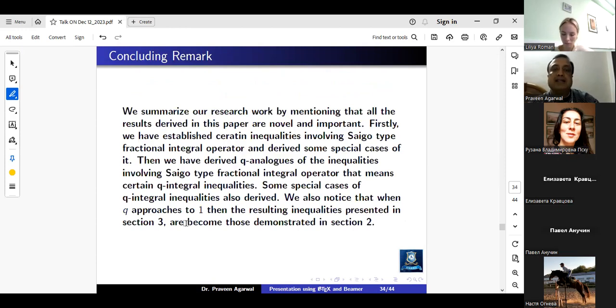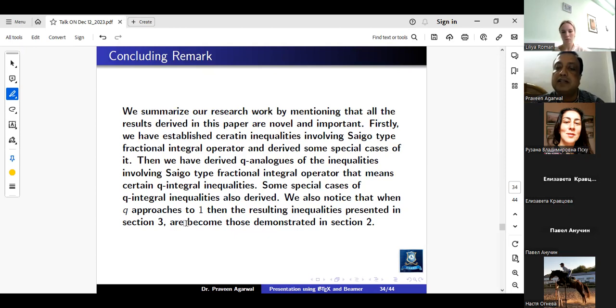So we summarize our research work by mentioning that all the results derived in this paper are novel and important. Firstly, we have established certain inequalities involving Saigo type fractional integral operator and derived some special cases of it. Then we have derived the q-analog of the inequalities involving Saigo type fractional integral operator, that means certain q-integral inequalities. Some special cases of q-integral inequalities are also derived.